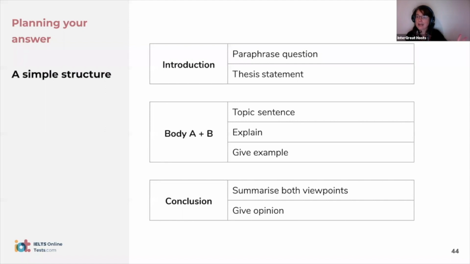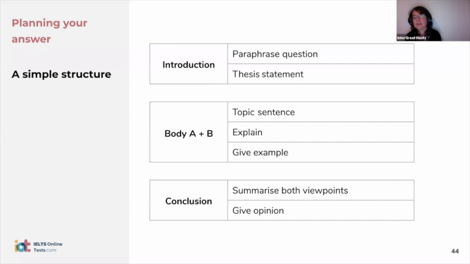Introduction, body A on one point, body B on the opposing point, conclusion. Mention your opinion in the introduction briefly and go into it in more detail in the conclusion, but keep the body paragraphs objective. No personal opinion in the body paragraphs. We'll look at how to write all of these things in a moment, and keep the division between the paragraphs very clear. Your introduction and your conclusion tend to be a bit shorter, maybe 3, maybe 4 sentences.